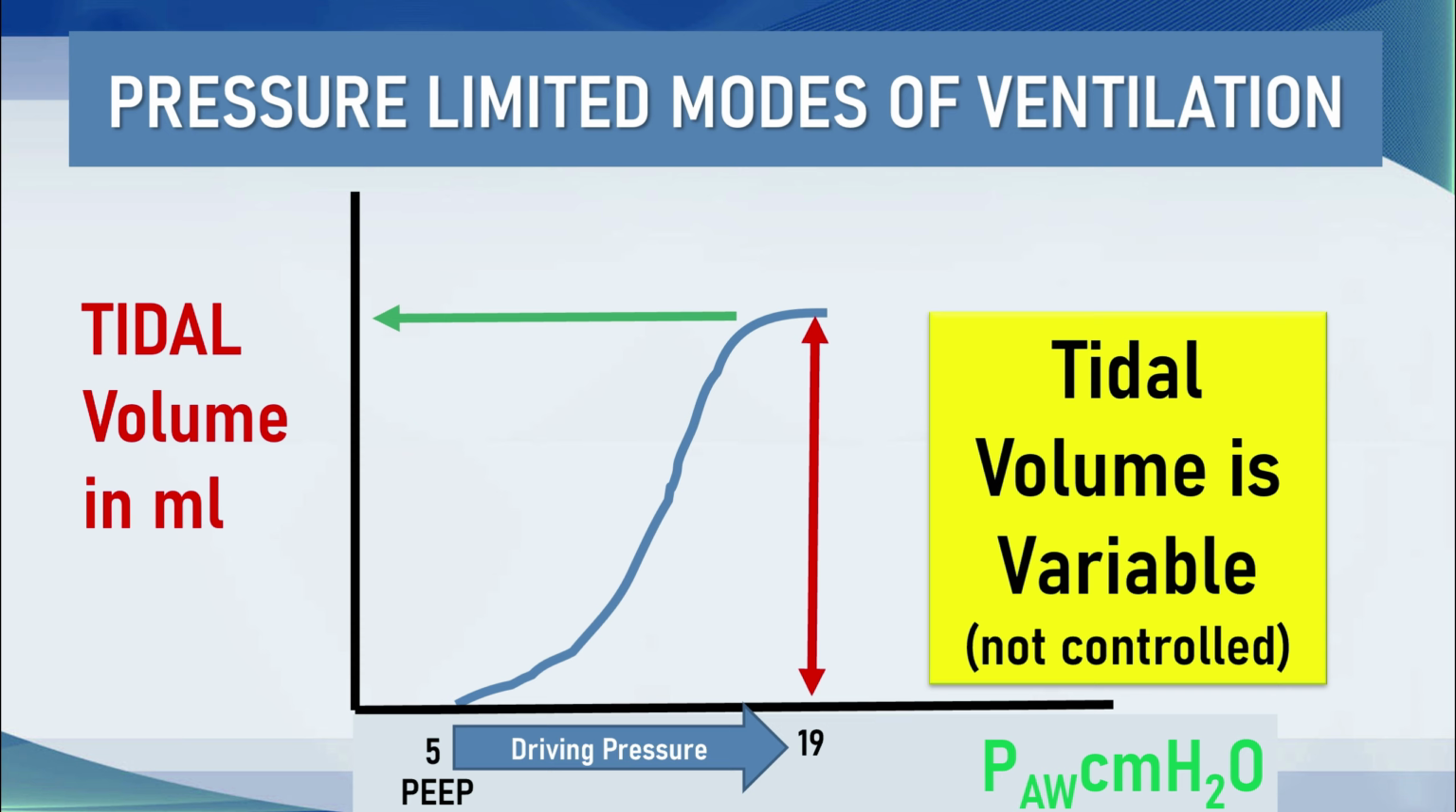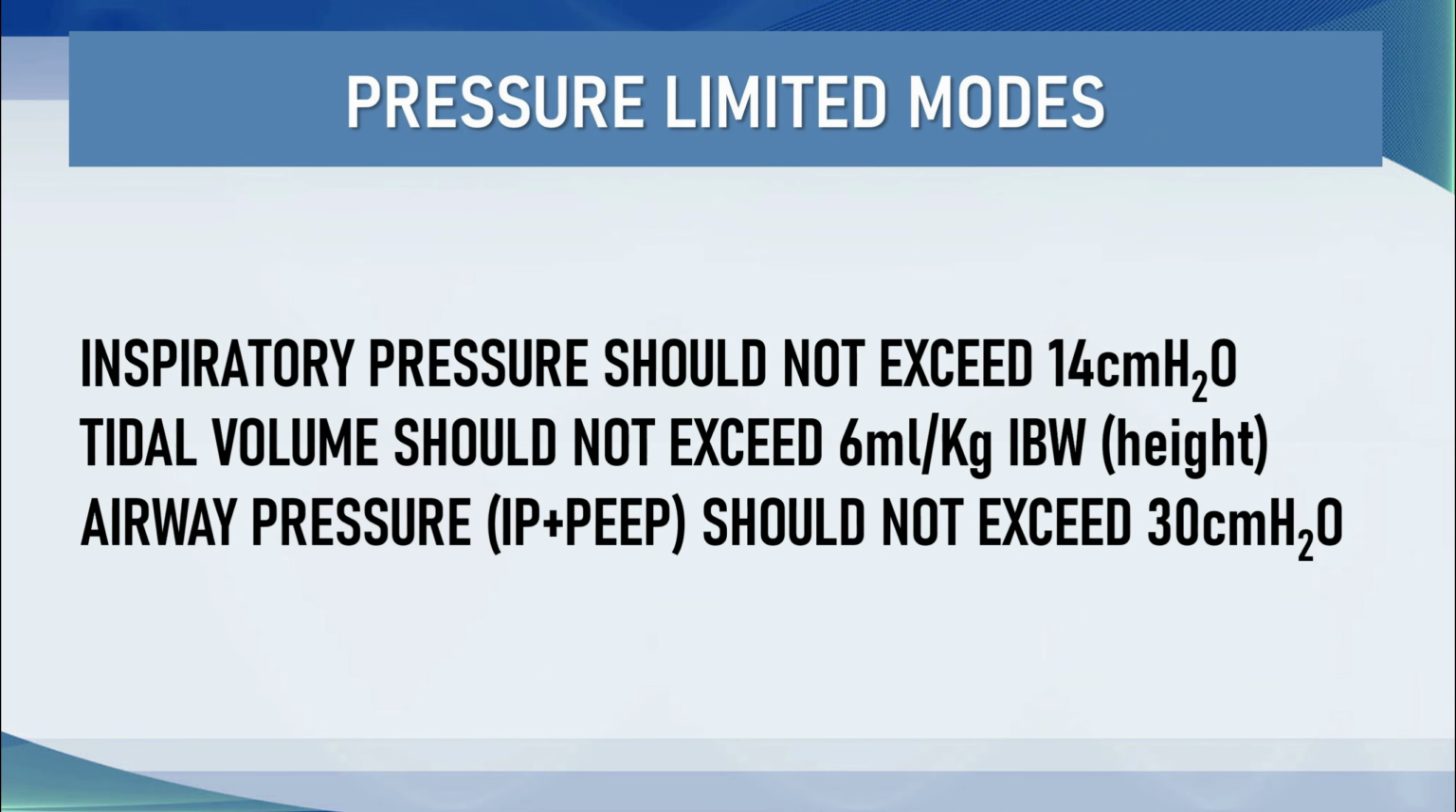And in general, these are the rules that I think you should follow if you're using pressure-limited modes of ventilation. The inspiratory pressure should not usually exceed 14 centimeters of water. Of course, sometimes it has to. The tidal volume should not exceed 6 mL per kilo of ideal body weight based on height, but sometimes the patient will drag out a tidal volume from the ventilator greater than that. And the airway pressure, which is the inspiratory pressure plus the PEEP, should not exceed 30 centimeters of water. Occasionally it has to because the patient is morbidly obese. But those are the rules that you will be expected to follow.